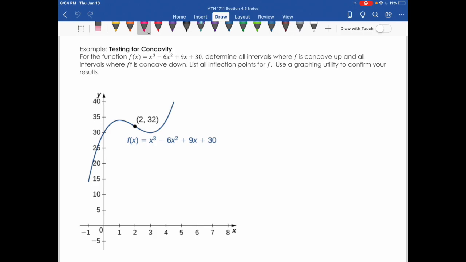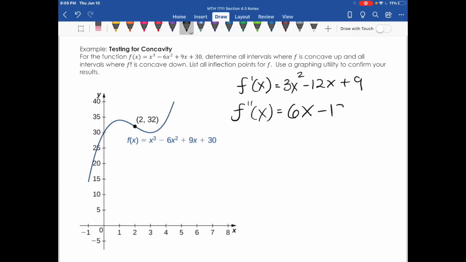So let's do this example where it shows how to check for concavity. We first need to take the derivative, so f prime of x. And f of x is x to the third minus 6x squared plus 9x plus 30. So when we take the derivative, we're going to get 3x squared minus 12x plus 9. Then we have to take the second derivative if we want to check to see where it's concave up or concave down. So I'm going to take the second derivative, and that's going to give me 6x minus 12.